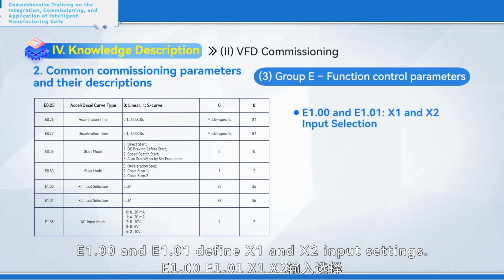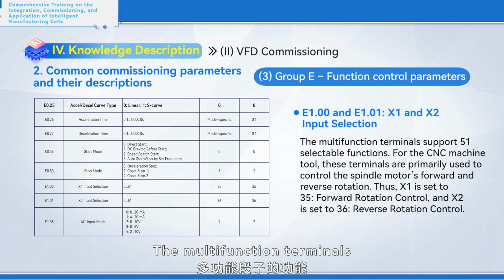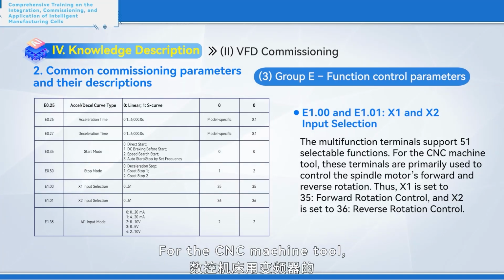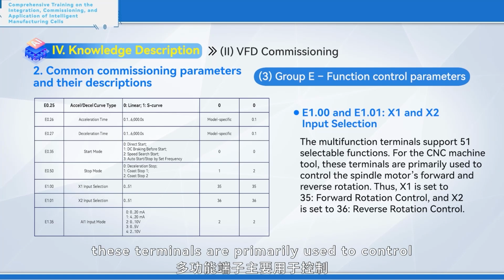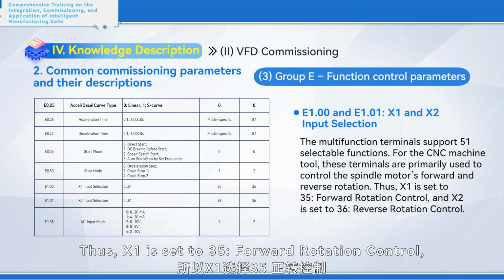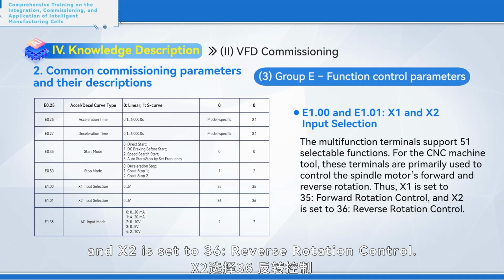E1.00 and E1.01 define X1 and X2 input settings. The multifunction terminals support 51 selectable functions. For the CNC machine tool, these terminals are primarily used to control the spindle motor's forward and reverse rotation. Thus, X1 is set to 35, forward rotation control, and X2 is set to 36, reverse rotation control.